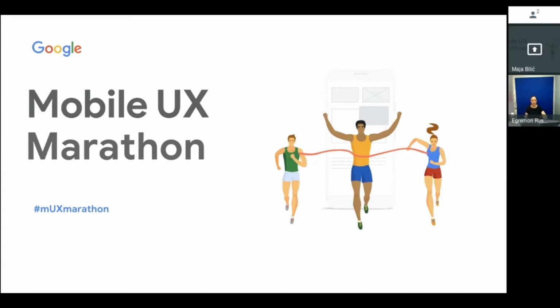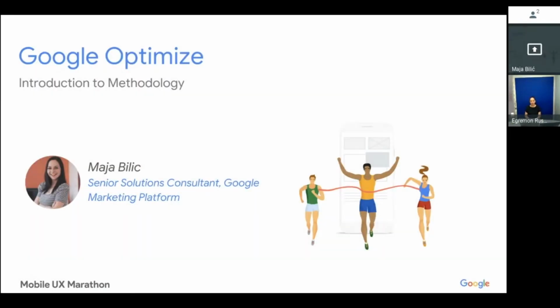Before I begin, I'd like to introduce myself. My name is Maja. I'm in Google London, and I'm Senior Solution Consultant for Google Marketing Platform. What does that mean? I help our clients to get the best out of their Google Analytics data and to get the best out of Google Optimize to improve their website's conversion rate.